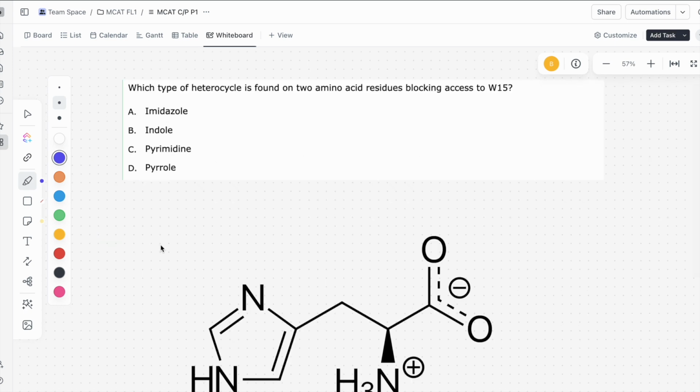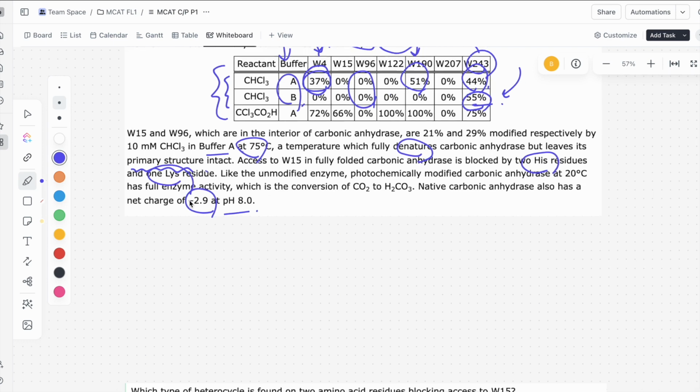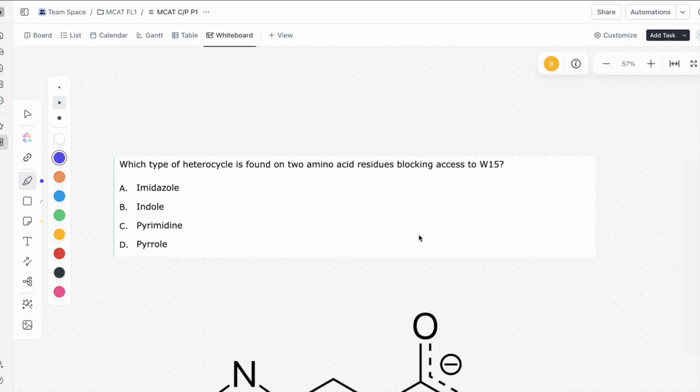This says, which type of heterocycle is found on two amino acid residues blocking access to tryptophan 15? So if you'll recall, we'll go back to the passage. It does tell us which of the amino acids block tryptophan 15. It's blocked by the two histidine residues and one lysine residue. All right, well, we know it's asking about the two amino acid residues portion, so that's the two histidine residues we're talking about. So it's asking, what is a heterocycle found on histidine?